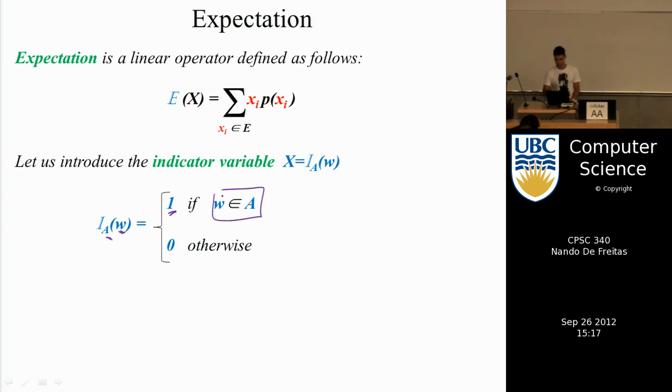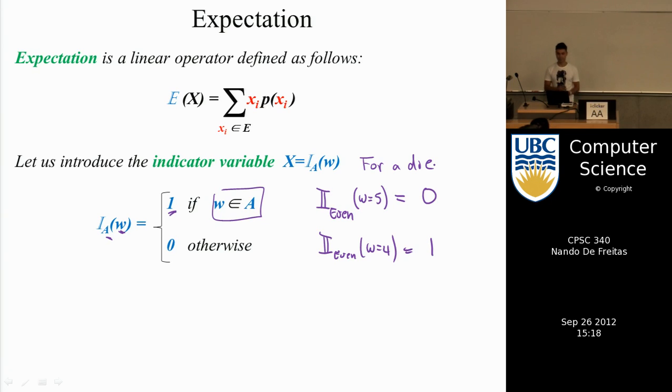Okay. So as an example, the indicator of the set even, of, let's say, W equal 5 is equal to 0. And the indicator of the set even of W equal 4 is equal to 1 for a die. So if you're an element of the set, you get as an output a 1. If you're not an element of the set, you get as an output a 0. And the purpose of this, as we'll see later, is this variable will allow us to write everything in a much more condensed notation.